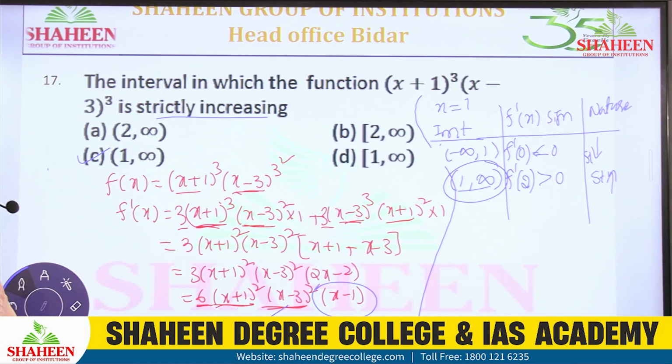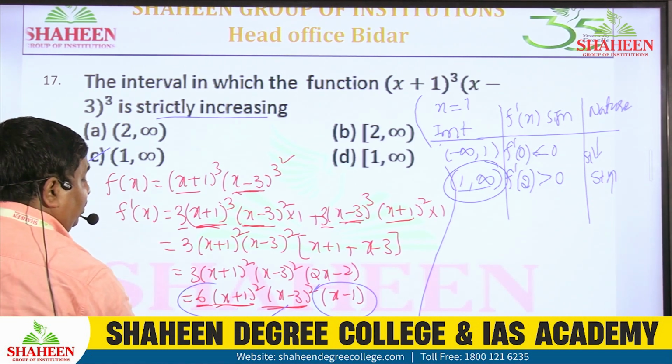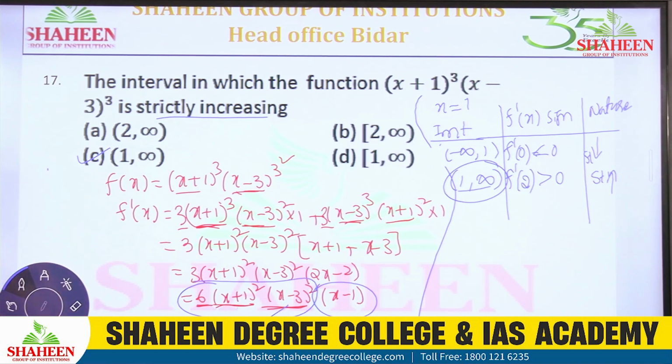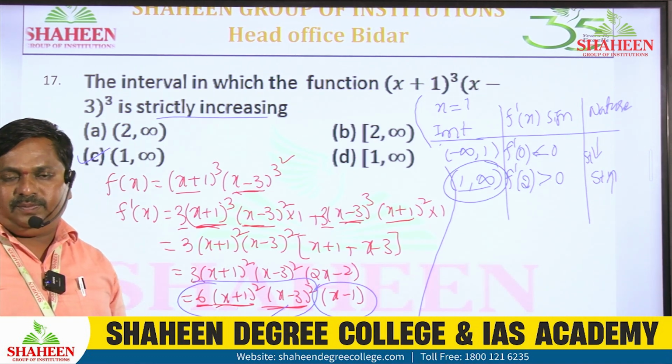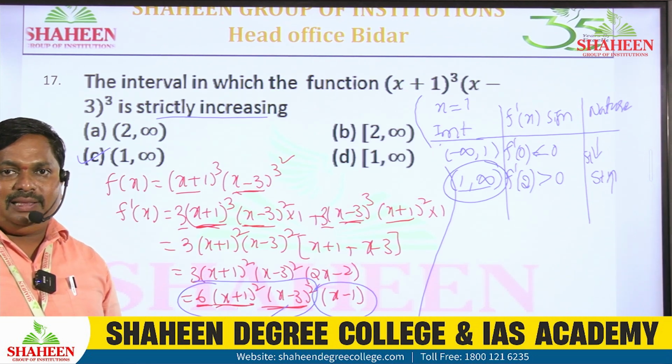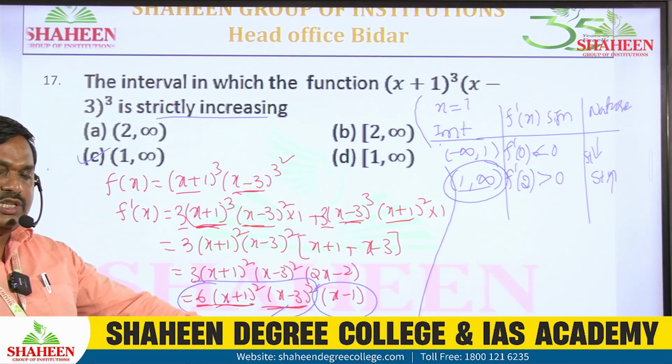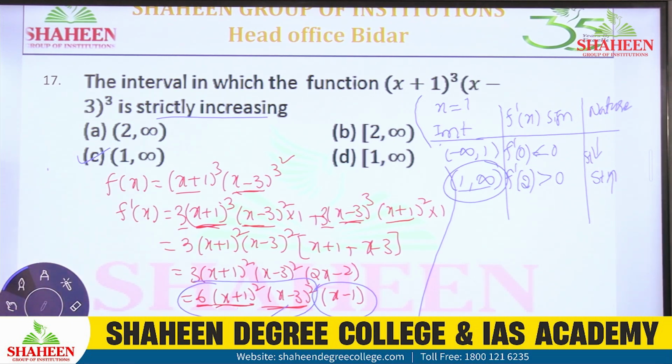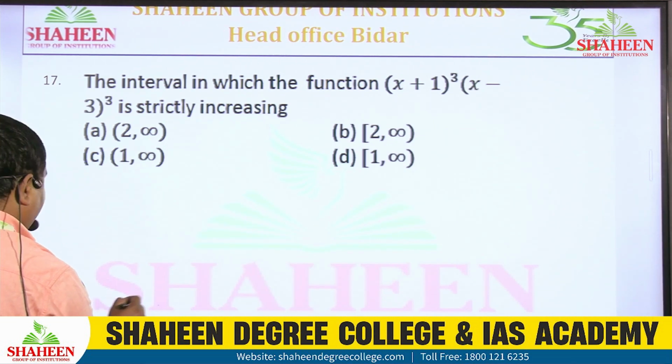Clear? So we are not checking the sign for these whole squares. Why? Because a whole square is always positive. So we are checking only the factor which is not a whole square, that is x minus 1. Clear, students? So in this way we find the interval in which the function is strictly increasing.